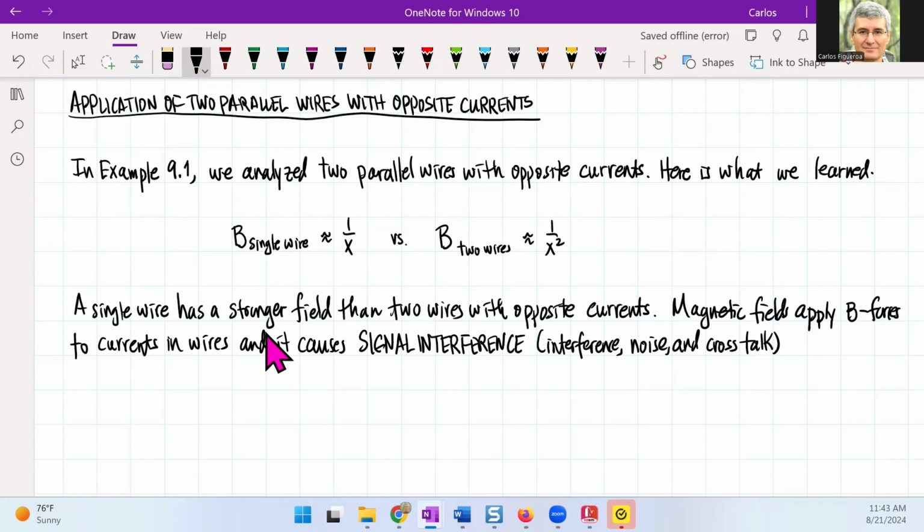So it causes signal interference since electrons are deviated from the path by magnetic forces. Now, it can also induce voltages, but that's really a chapter 10 topic, so I won't go into it here.